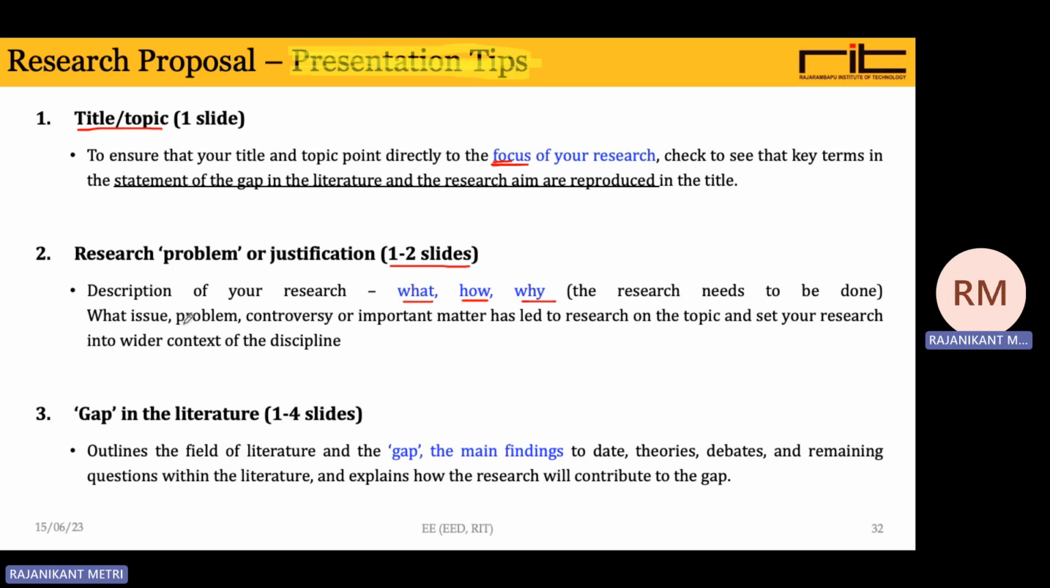What is the issue? What are the problems? How is this controversial, if at all? Then how important is it? Then set your research into the wider context of the discipline. So related to that discipline, how it is significant. These things one needs to highlight in the research problem and justification slides. So generally these are prepared in 1 or a maximum of 2 slides.